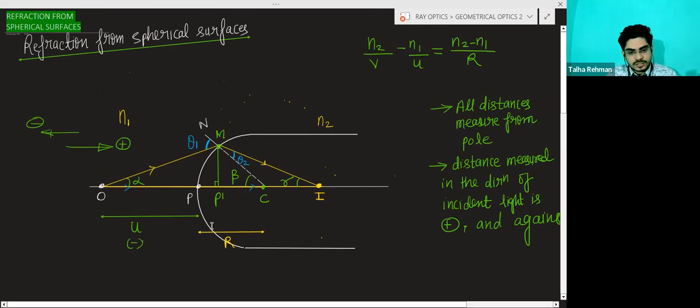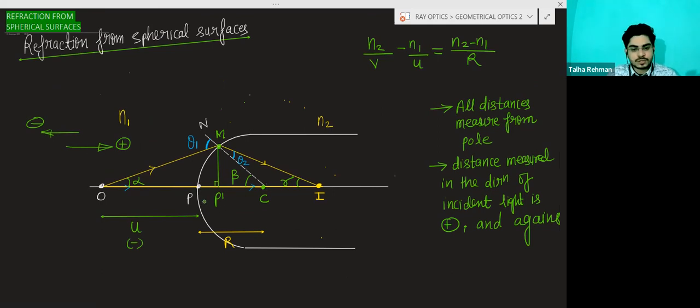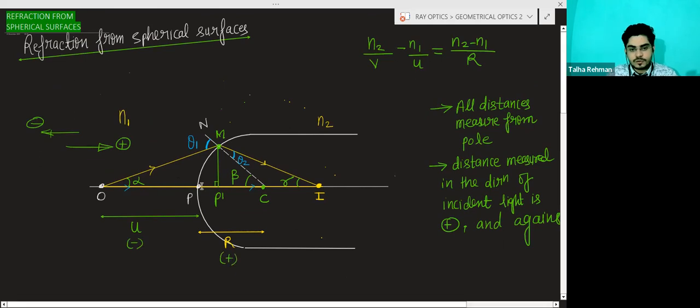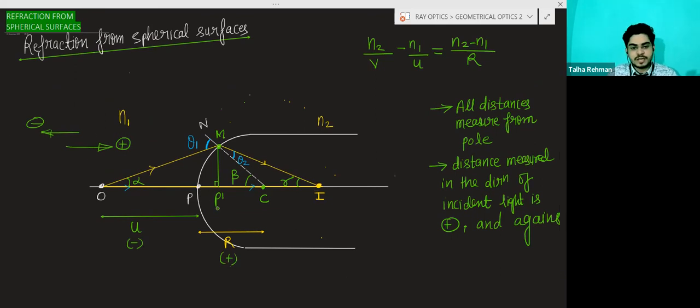Now for measuring this distance R, you are moving in this direction, so this R will be positive. Now for measuring the image distance, you have to move from the pole to the image. So you will move in this direction, which means positive. This distance will be the image distance, and this will also be positive.